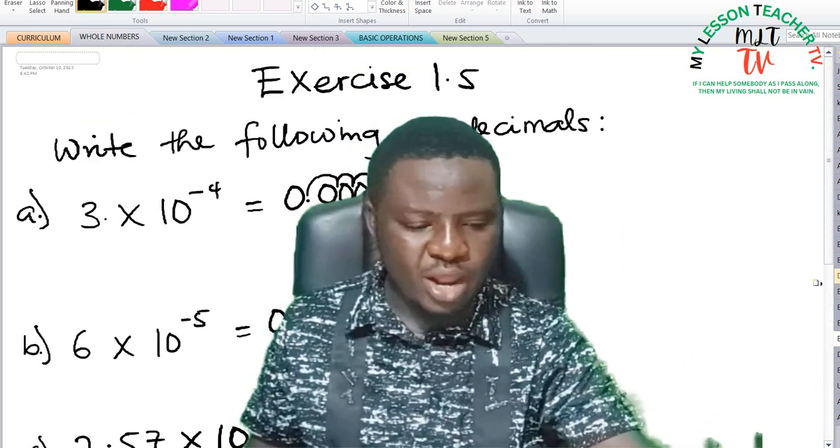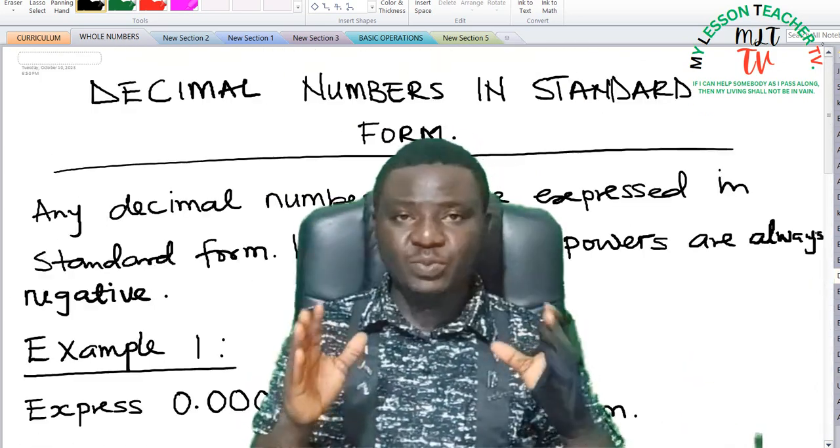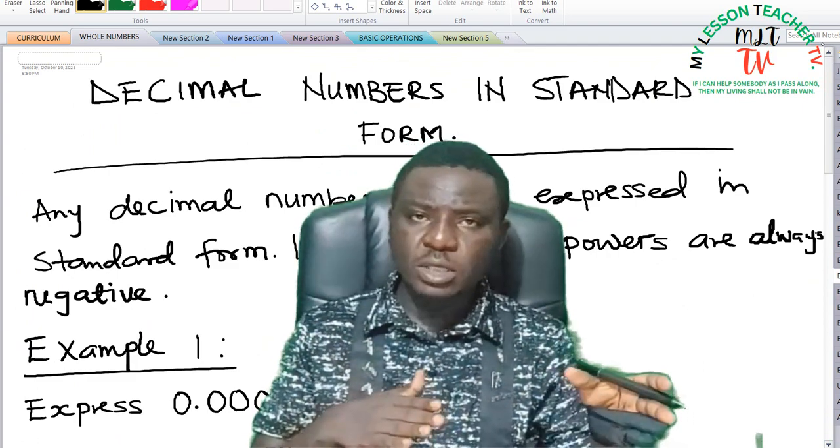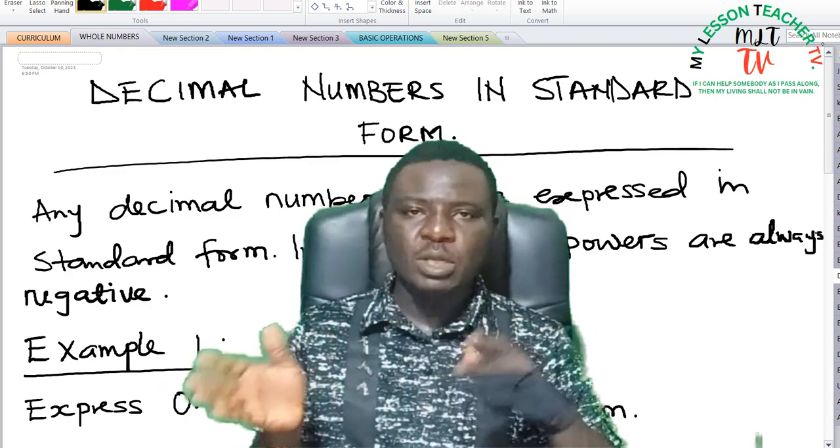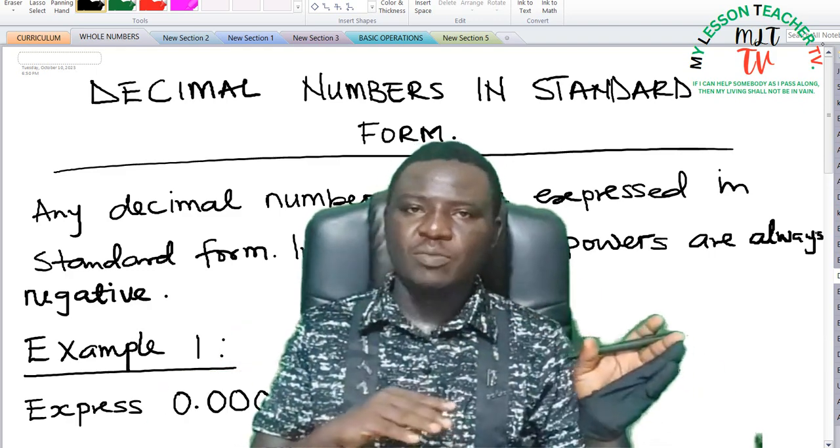In today's class, we have been able to see how we can express decimal numbers in standard form and how we can equally express numbers in standard form back to decimals.